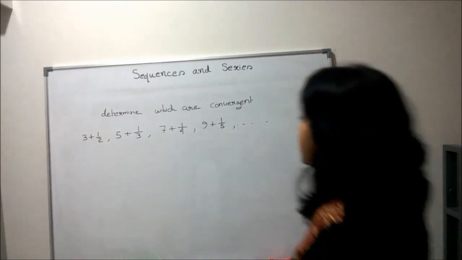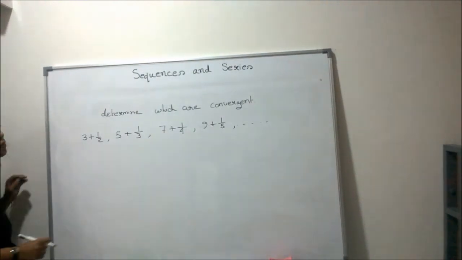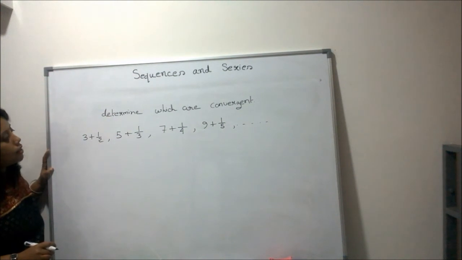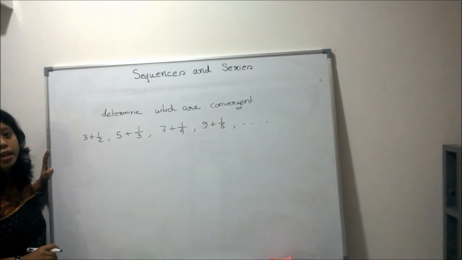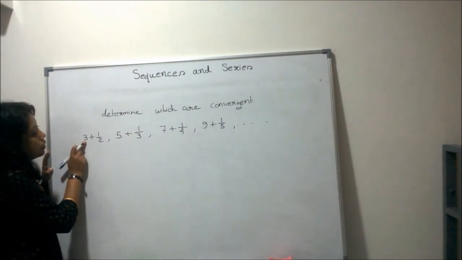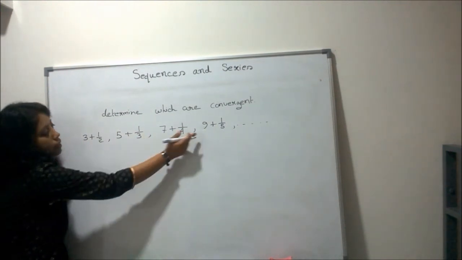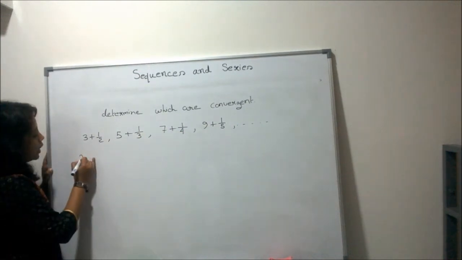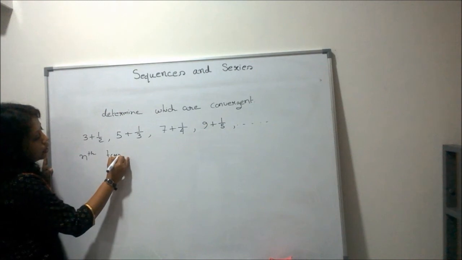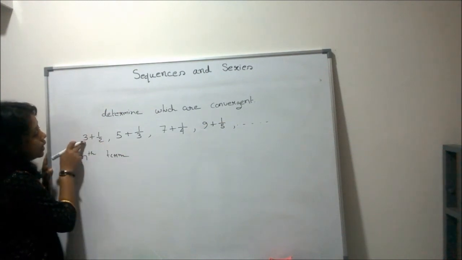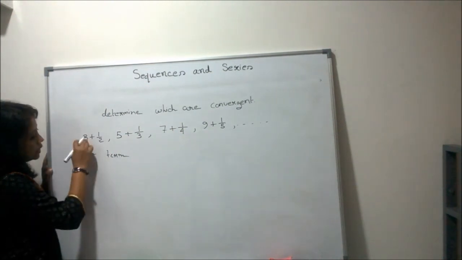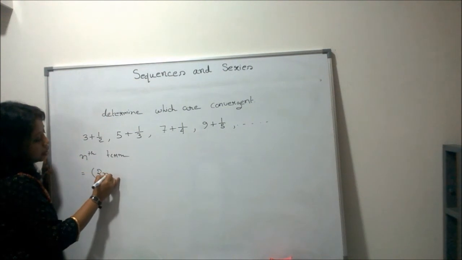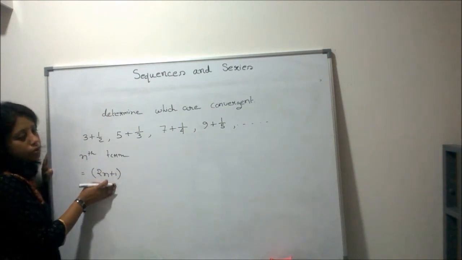The next type of problem is where the sequence is given, and we have to determine whether it is convergent or not. To do this, we have to find out the nth term first. So here you see that the sequence is 3, 5, 7, 9. To find out the nth term, can you imagine what can be there? Here is 3, here is 5, here is 7, here is 9. So it is of the form 2n plus 1. You should think about it.